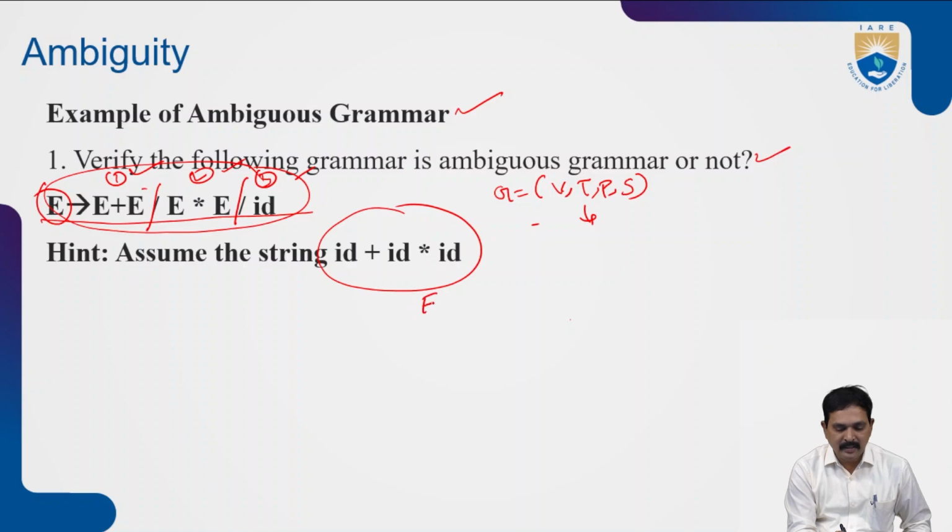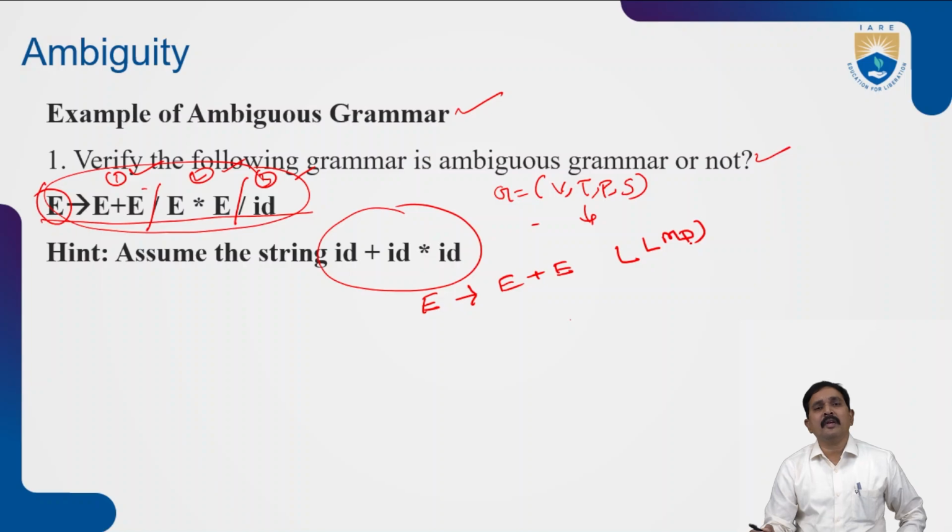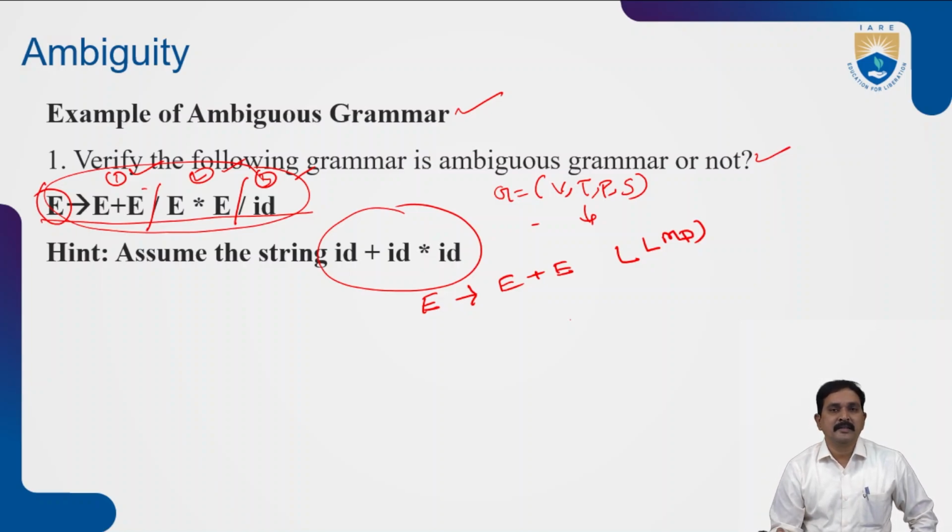Suppose I start with E plus E. I am trying the leftmost derivation. Leftmost derivation means that at every step you substitute the leftmost non-terminal only. Here I underline the leftmost one; this becomes the leftmost non-terminal.